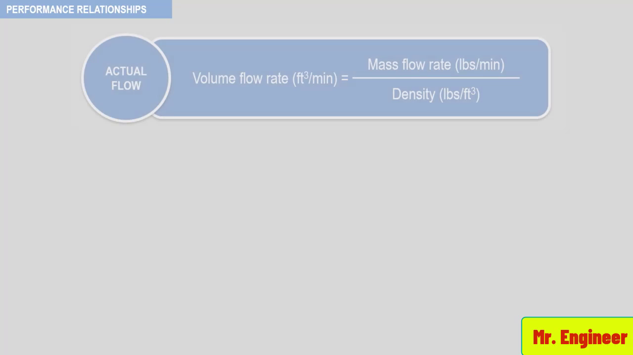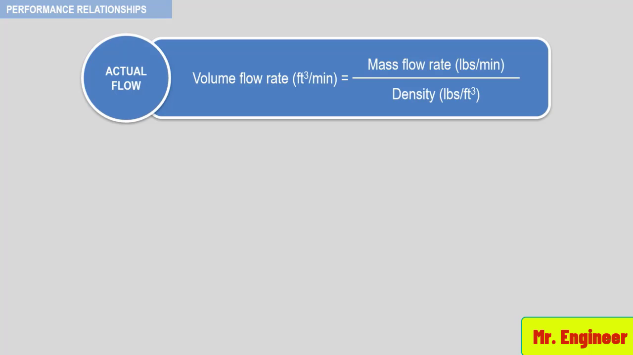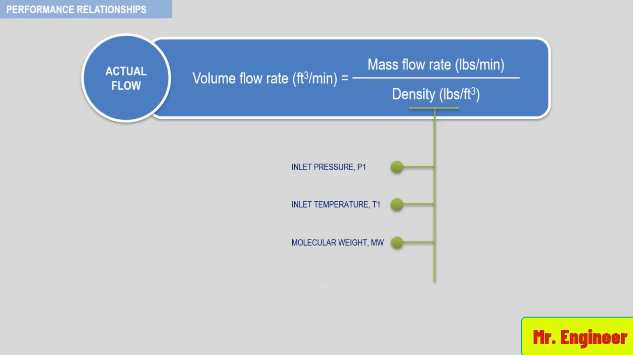Now, to achieve the client's objective, the compressor vendor must calculate the actual flow to the compressor inlet, the actual energy or head, and the work required. To calculate the actual flow, the vendor will use the following relationship. So, the volume flow rate to the compressor inlet is equal to the mass flow rate divided by the density of the gas. And the density here depends on the pressure at the section of the compressor, the temperature, the molecular weight, and the compressibility.